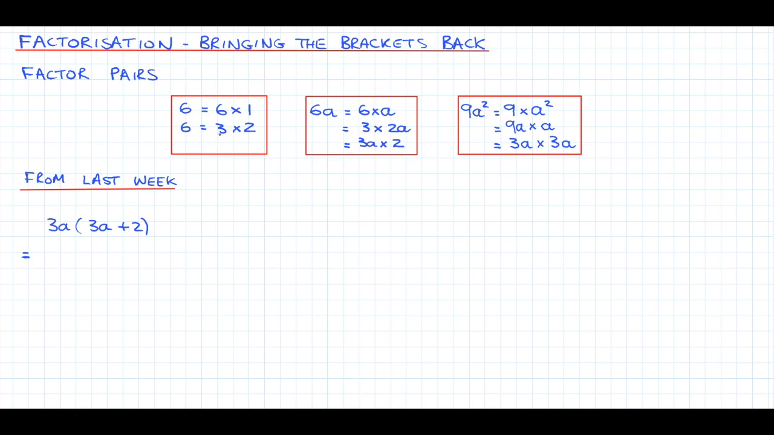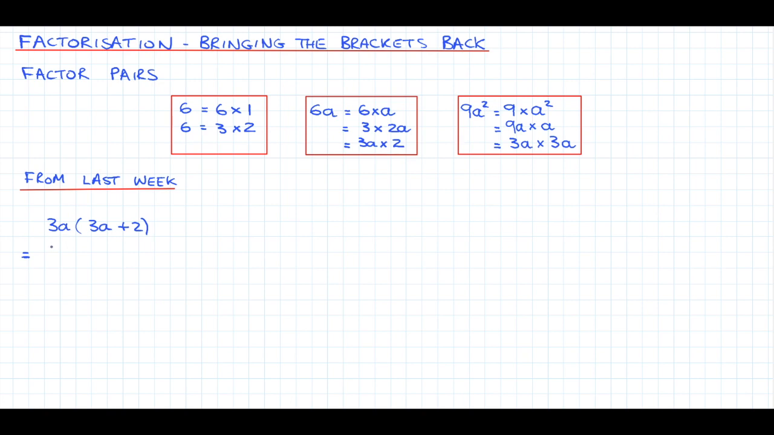These are factor pairs. Now if we look at 6A, what pairs of numbers can we multiply to get 6A? 6 times A gives me 6A. 3 times 2A, another factor pair, multiply these together and I get 6A, and 3A times 2. These are all factor pairs for 6A. 9A squared, two factors that I could multiply together, 9 times A squared, 9A times A, or 3A times 3A, all factor pairs of 9A squared.